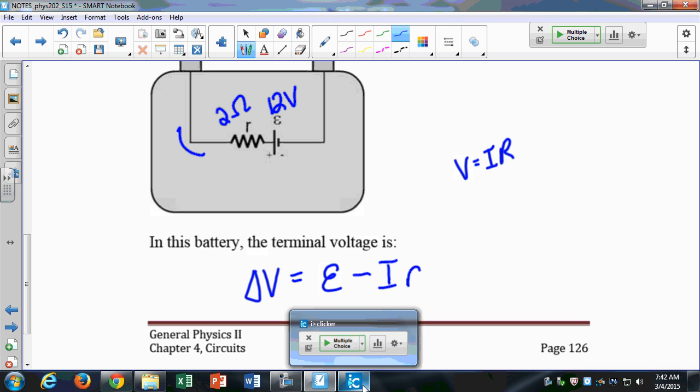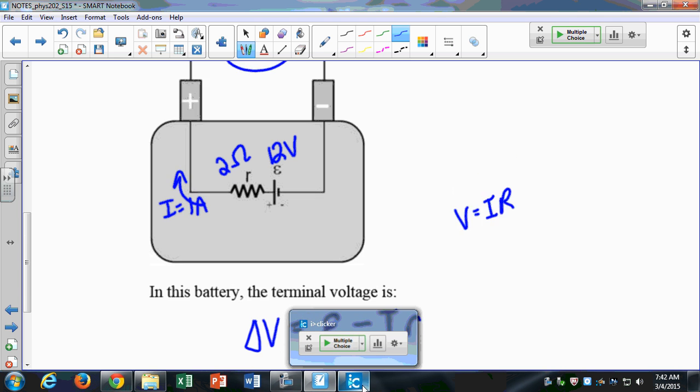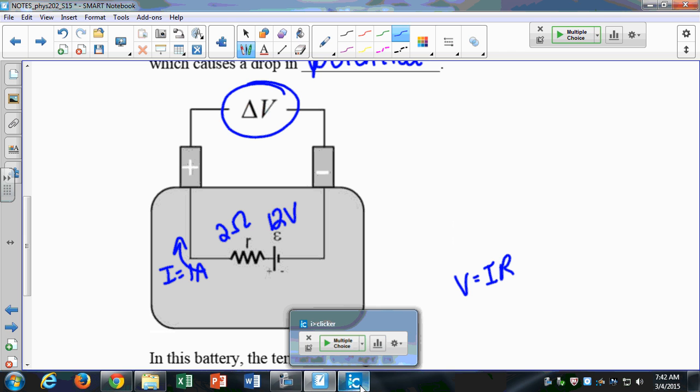And if we have a current now flowing of I equal to 1 amp, then if we go and we want to use this battery, what is our usable voltage going to be? It's going to be 10 volts. Because I have 12 volts, I'm losing 2 volts across this resistor. That is I times R, 1 amp times 2 ohms, and that'll give me 10 volts up here.